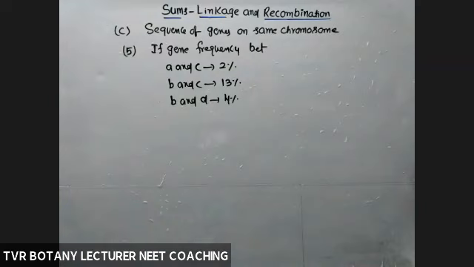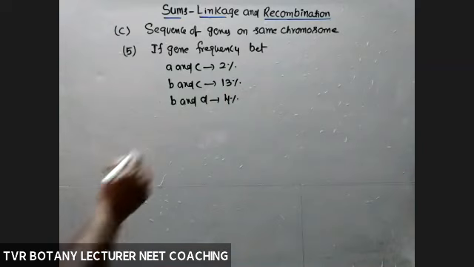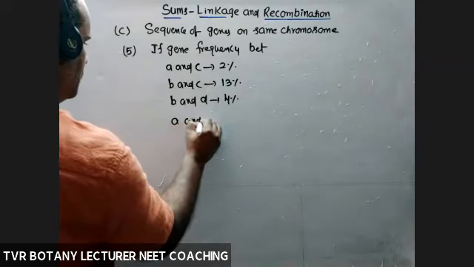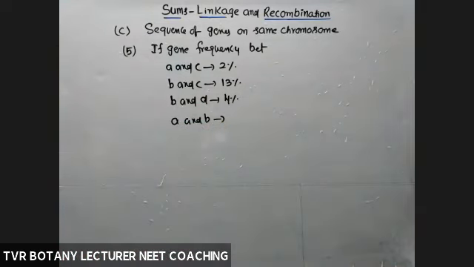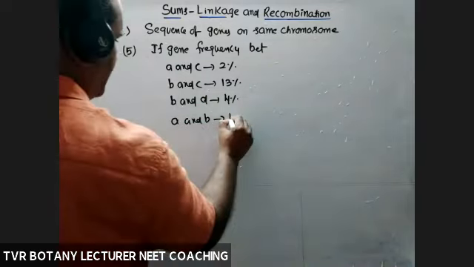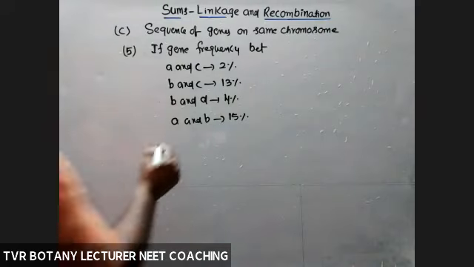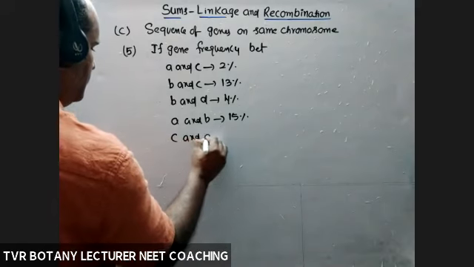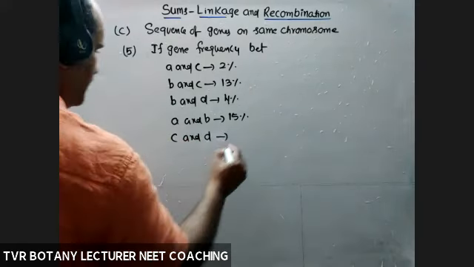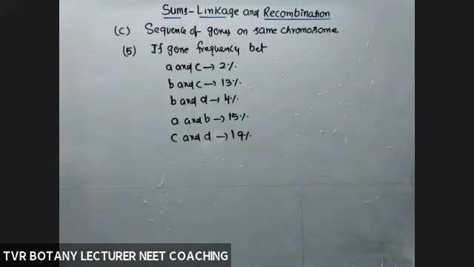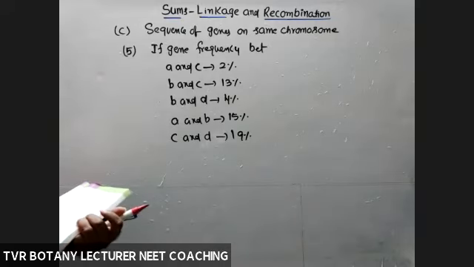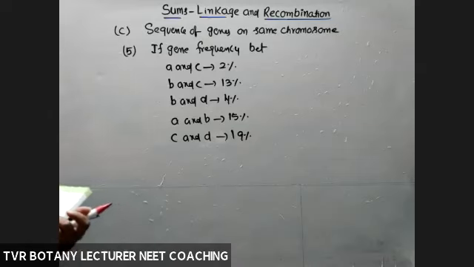A and B, 15%. Next, C and D, 19%. Okay, so how many genes are given? A, B, C, D. 4 genes given. They're asking what about the sequence? Correct sequence of all these on the basis of percentage of recombination or distance between them.